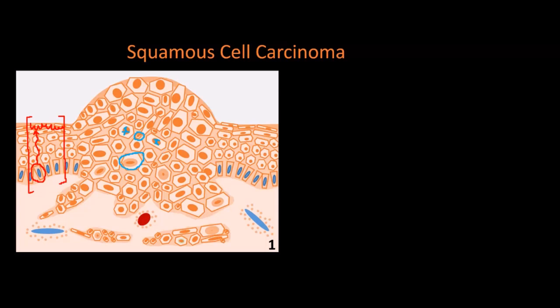A second feature to be aware of is notice in the center that there are simply too many of these keratinocytes. Essentially what we have is diffuse hyperplasia of the epidermis. And histologically, this is often referred to as acanthosis.